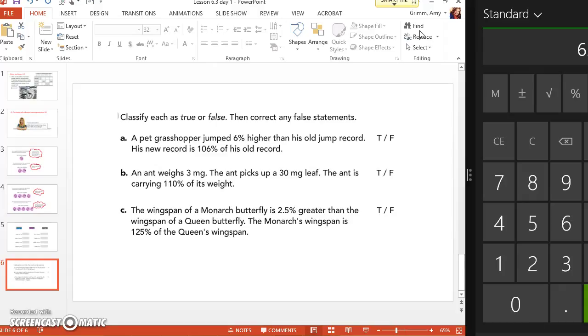So what I like to do sometimes is put actual numbers with it so I understand. Okay, so let's say, what if a pet grasshopper jumped, I don't know, 10 centimeters? I have no idea. Okay, so if he jumped 10 centimeters, and what did it say? Higher than his old record. So his old record is 10. He jumped 6% higher. What would that make it? Would it make it 106?